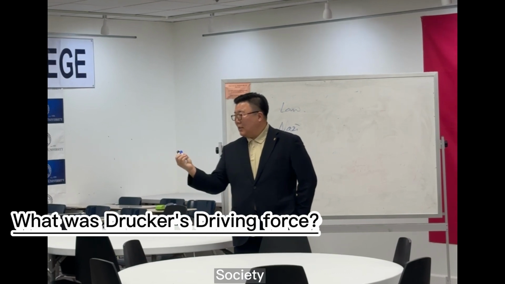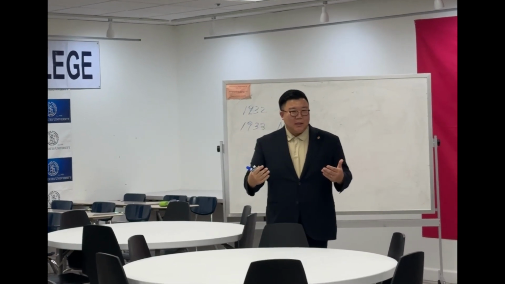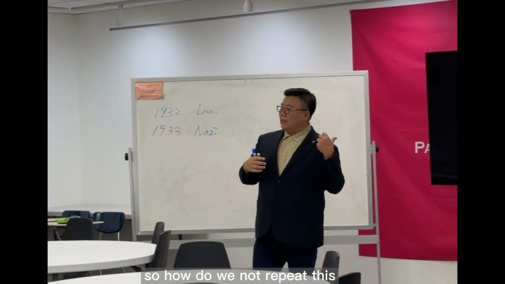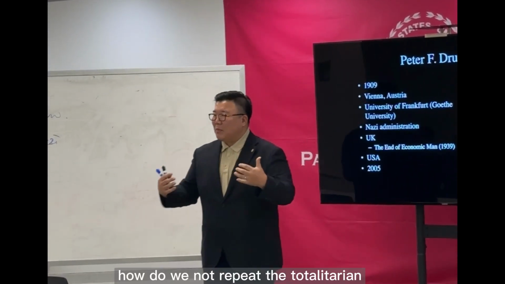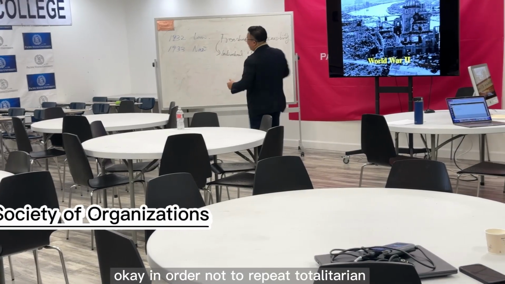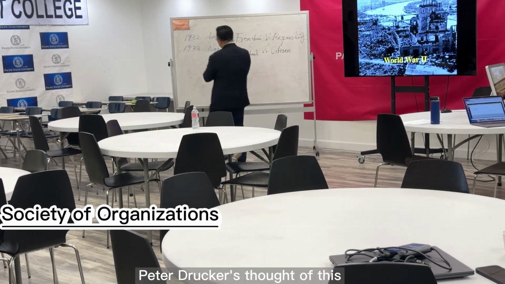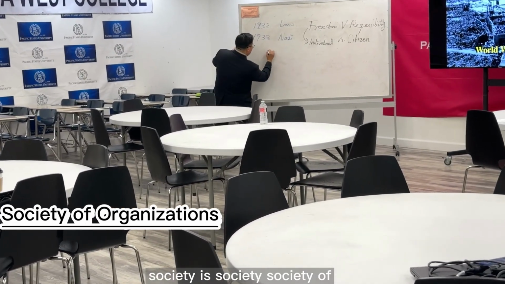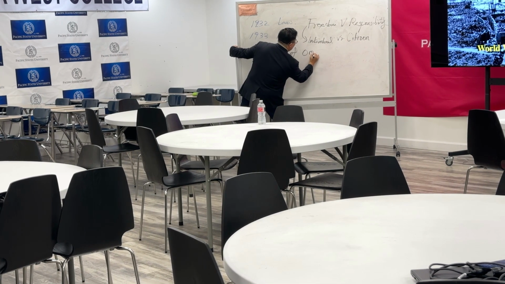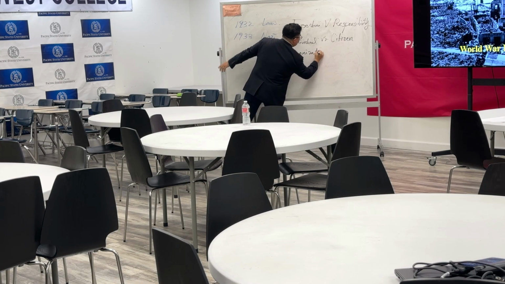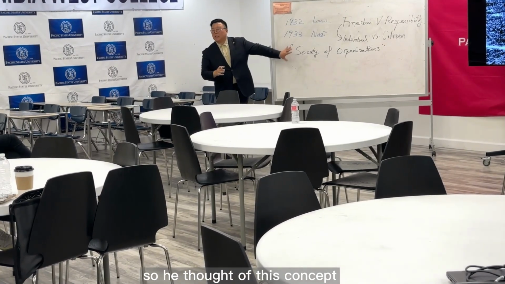That is because he experienced the totalitarian Nazi society. And he never wanted this world to repeat that. So how do we not repeat this? That was his idea. That was his concern. How do we not repeat the totalitarian? In order not to repeat totalitarian society, Peter Drucker thought of this concept.